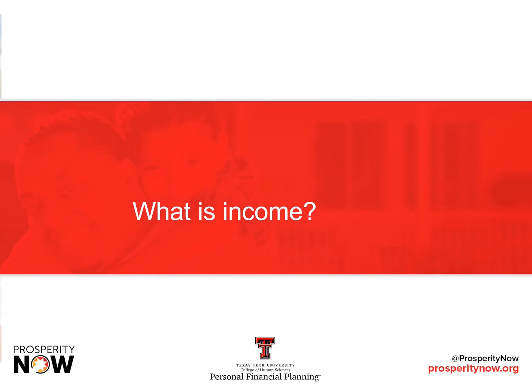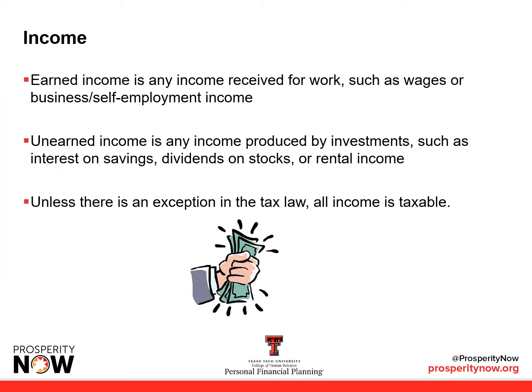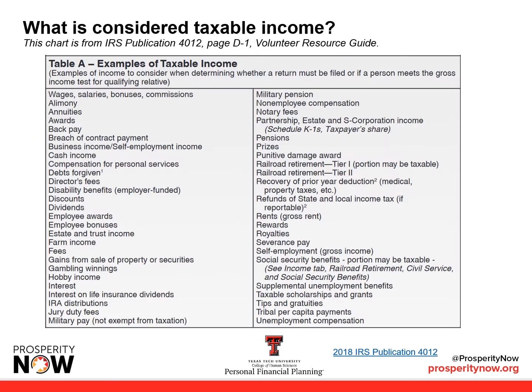So, what is income? Earned income is any income received for work, such as wages or business/self-employment income. Unearned income is any income produced by investments, such as interest on savings, dividends on stocks, or rental income. Unless there is an exception in the tax law, all income is taxable. Below is a chart from IRS publication 4012, and these are all of the examples of taxable income. As you can see, the chart is quite large, so many forms of income are taxable.